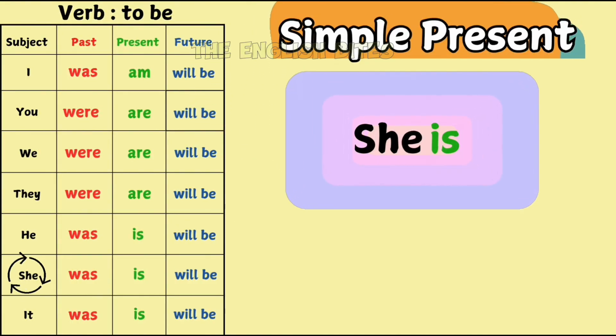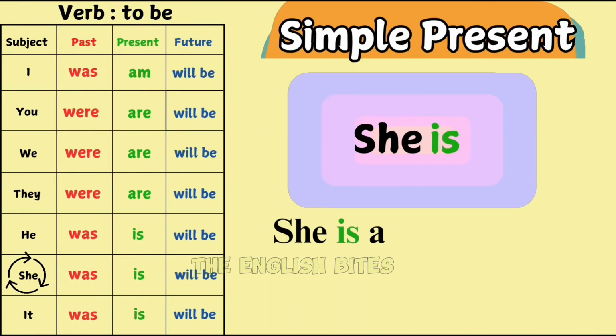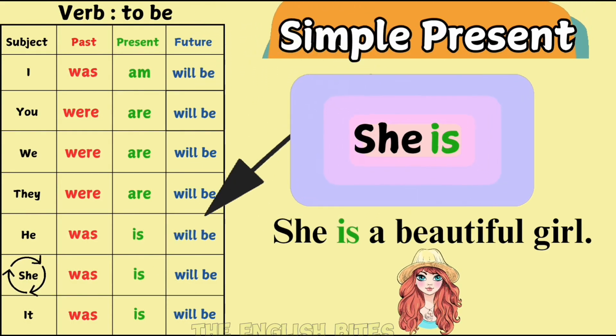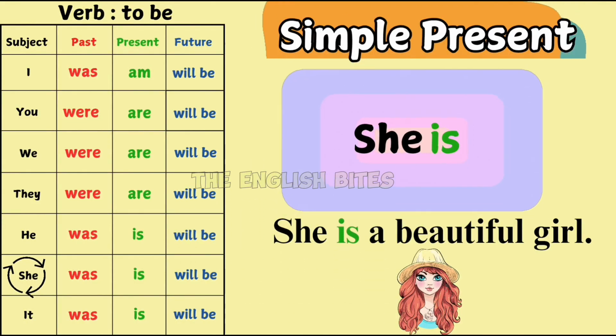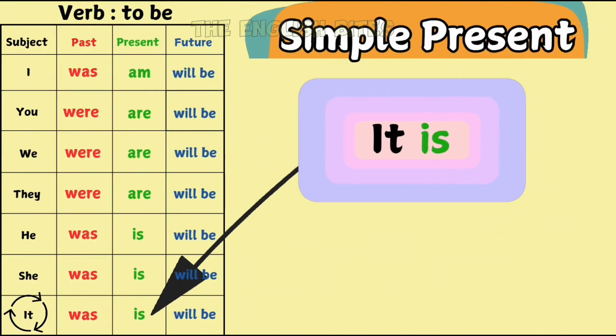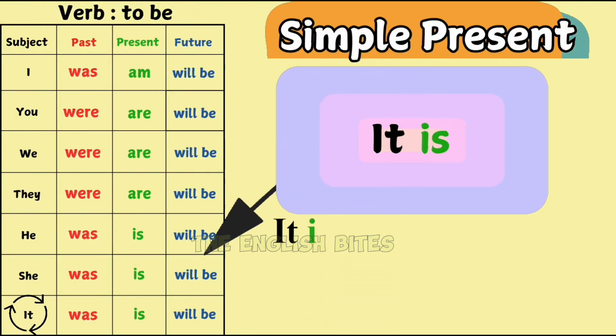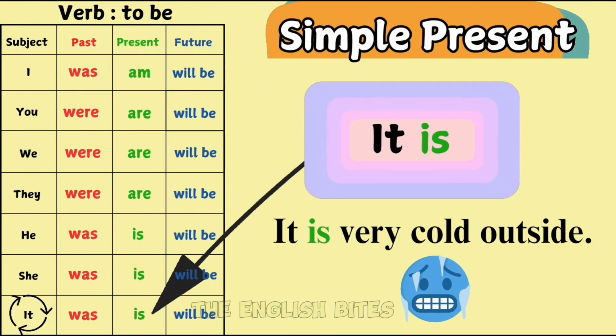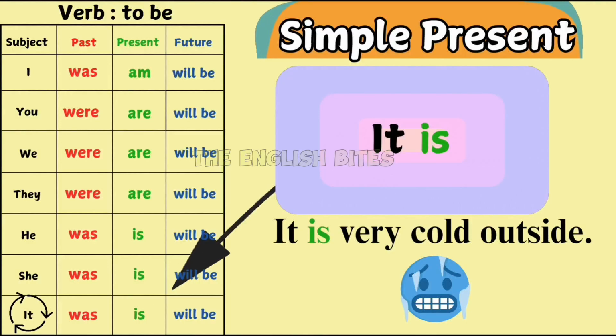Simple present, she is. She is a beautiful girl. Simple present, it is. It is very cold outside.